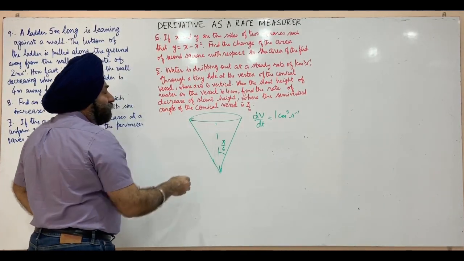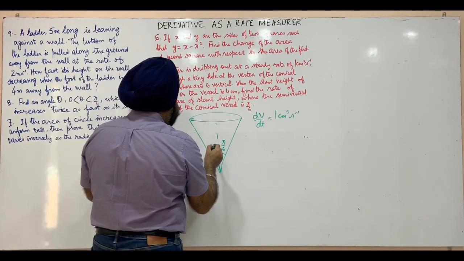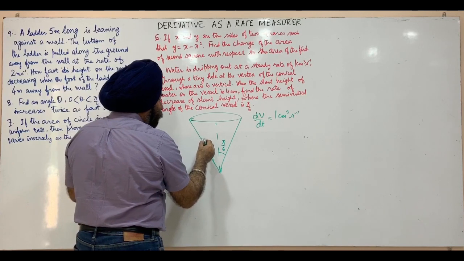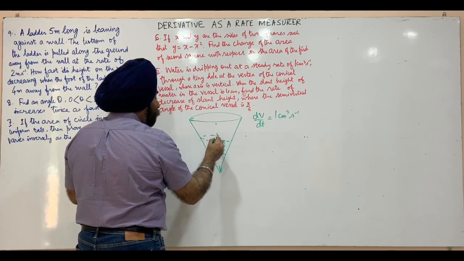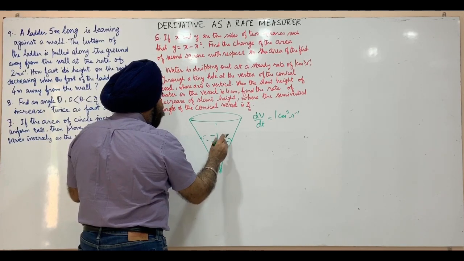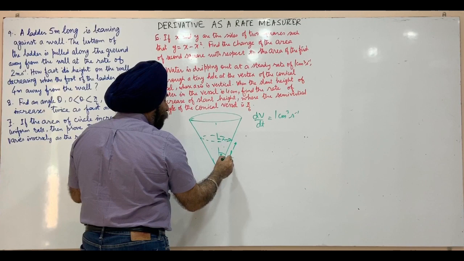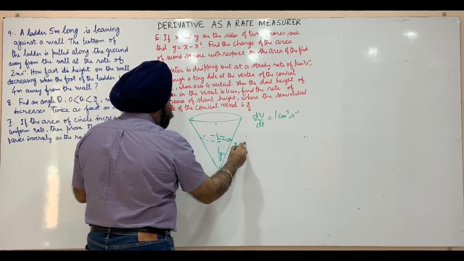The axis of this cone is vertical. The slant height of water is 4 centimeters. Let us say water at any instant is up to this level. So let's write this as pi by 6. This is the radius. At any instant, this is the slant height L. This is h.